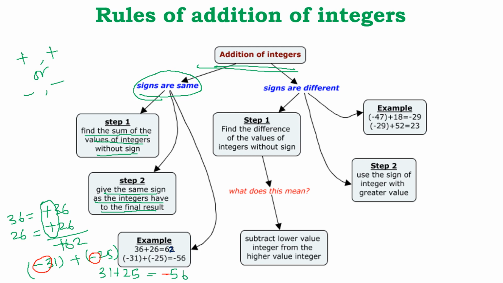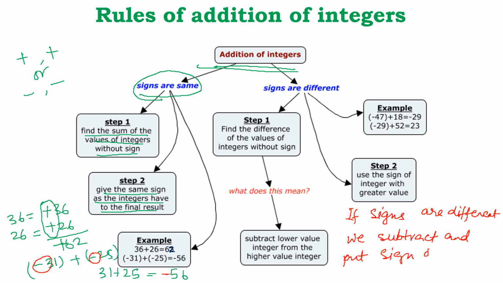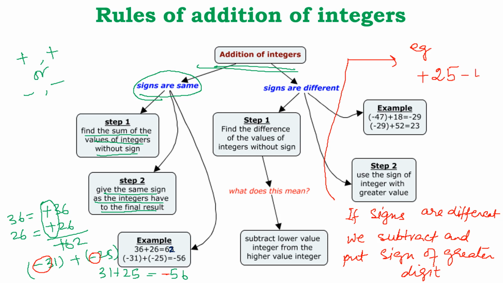And if signs are different, then what do we do? We subtract and put the sign of the greater digit. Let us take one example. For this only I am considering one example here. If the question is 25 plus minus 50.